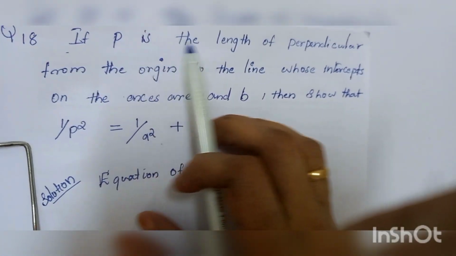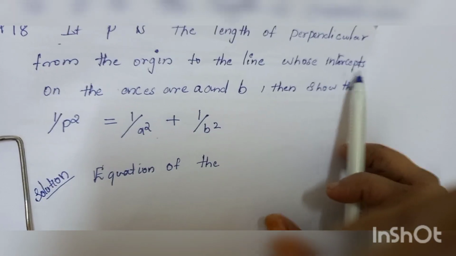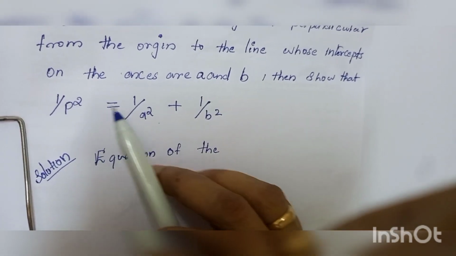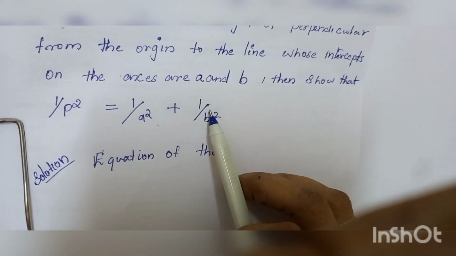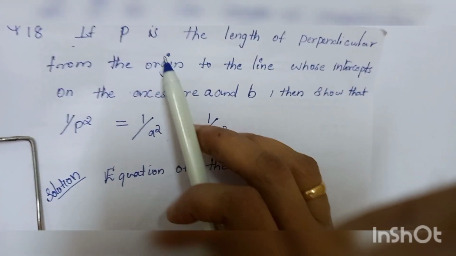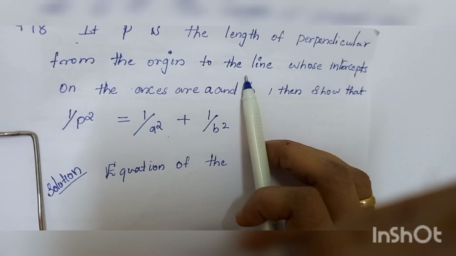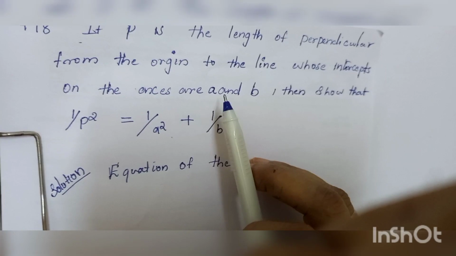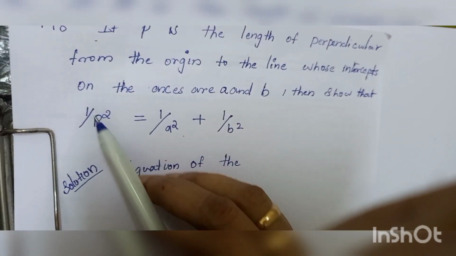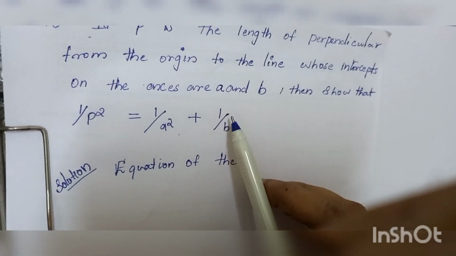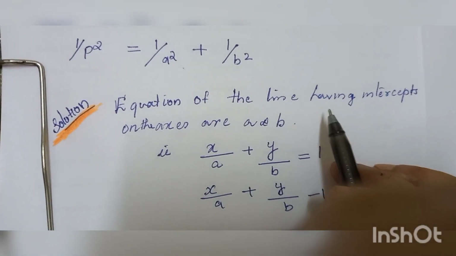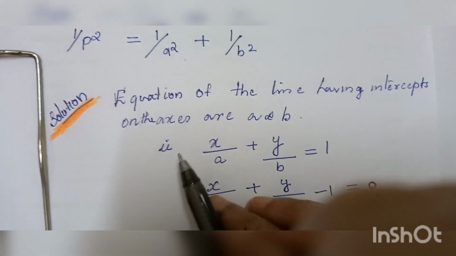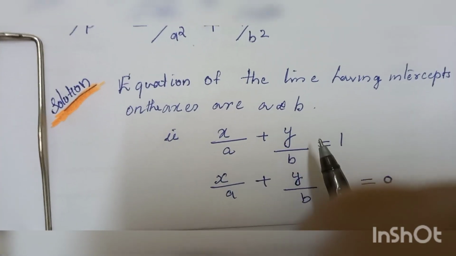Question number 18. If P is the length of perpendicular from the origin to the line whose intercepts on the axis are A and B, then show that 1 by P square is equal to 1 by A square plus 1 by B square. So we have to find the length of the perpendicular from the origin to the line. What is the line here? X by A plus Y by B is equal to 1. Then after that we have to show that 1 by P square is equal to 1 by A square plus 1 by B square. Equation of line having intercepts on the axis A and B is x by A plus y by B is equal to 1.